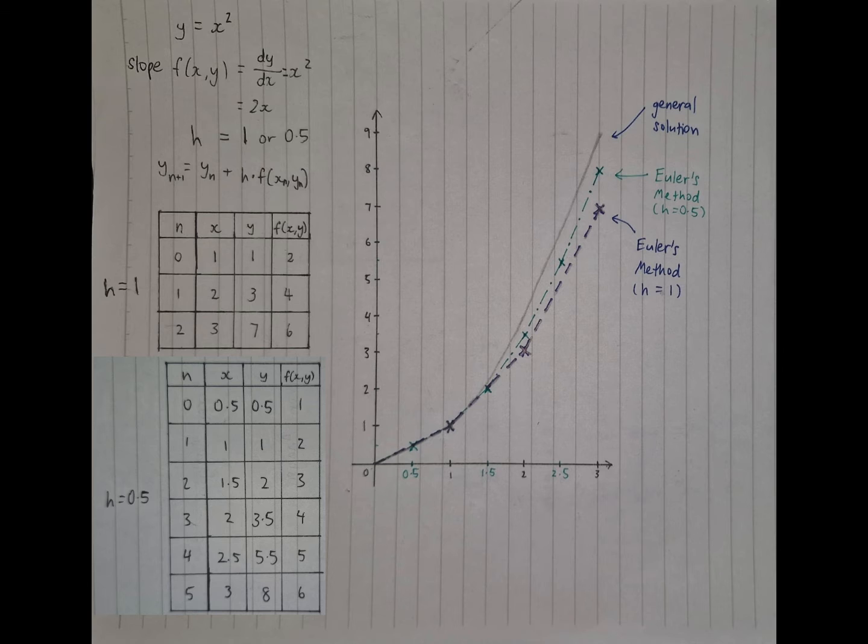If we take a smaller step size, as seen in the bottom table, we will yield more accurate results. So for example, to find the value of y when x equals 2, we take the current value of y, which is 2, and we add the product of 0.5 and 3 to get 3.5, and so on for the rest of the values of x. This can be seen by the green line. As shown, the smaller step size is closer to the actual values as compared to the bigger step size.